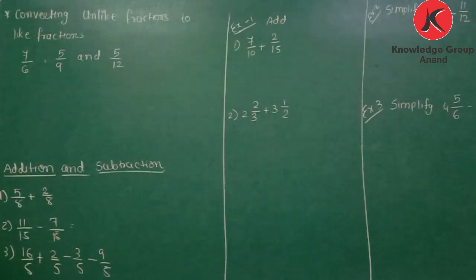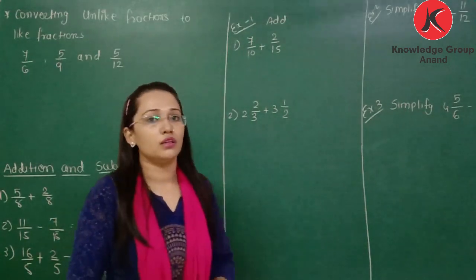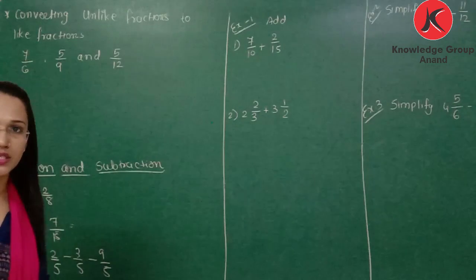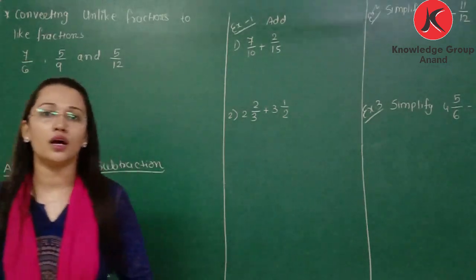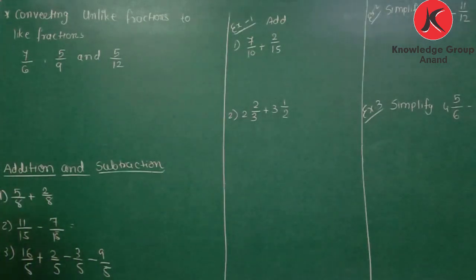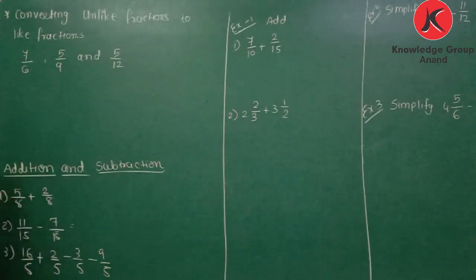Now let's take some examples. So here first of all we need to understand converting unlike fractions into like fractions. As we perform in a comparison, we convert the unlike fractions into like fractions, meaning make the denominators the same. So let's take one example. Convert 7 by 6, 5 by 9 and 5 by 12 into like fractions.